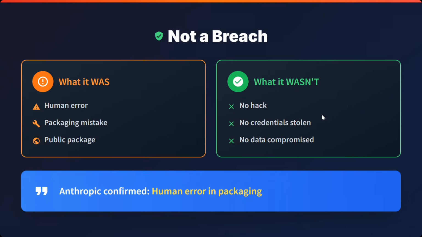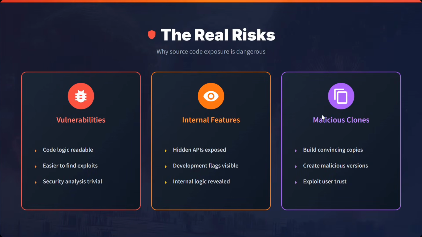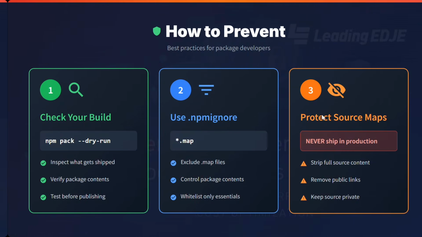What it wasn't: it was not a hack. No credentials were stolen. No data was compromised. The real risk, I think: vulnerabilities, code logic became readable, easier to find exploits, and security analysis became trivial. Internal features, I think hidden APIs were also exposed. That's a big cause. Development flags visible, internal logic revealed, and malicious clones. I think now I can see multiple GitHub repos like OpenClaw and Claw Code, etc., which are getting created based on the source code of Claude code.